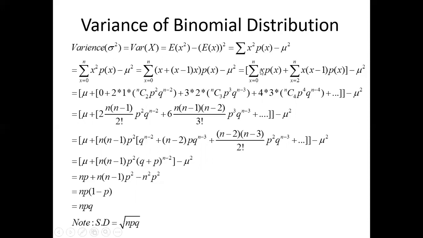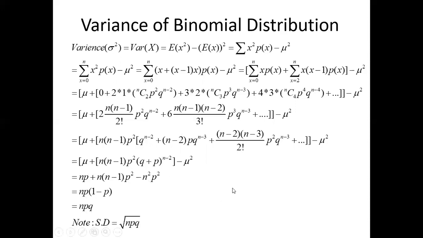Now the summation for x equal to 0 to n of x into P(x), plus the summation for x equal to 2 to n of x(x − 1) into P(x), minus mu squared. If I evaluate this, I get np plus n(n − 1)p^2 minus n^2 p^2. So np(1 − p), that is npq. So npq is the variance of the binomial distribution.